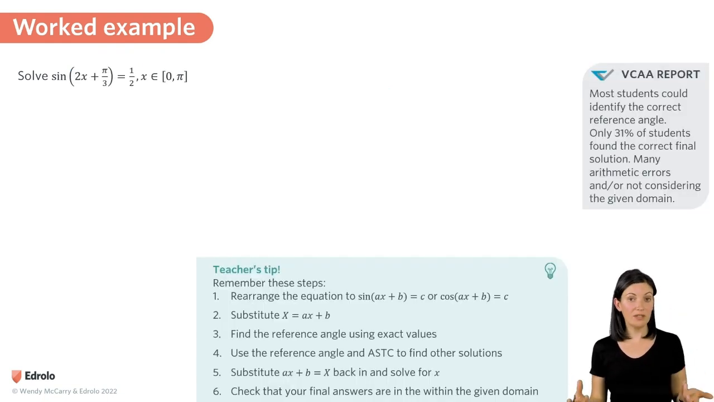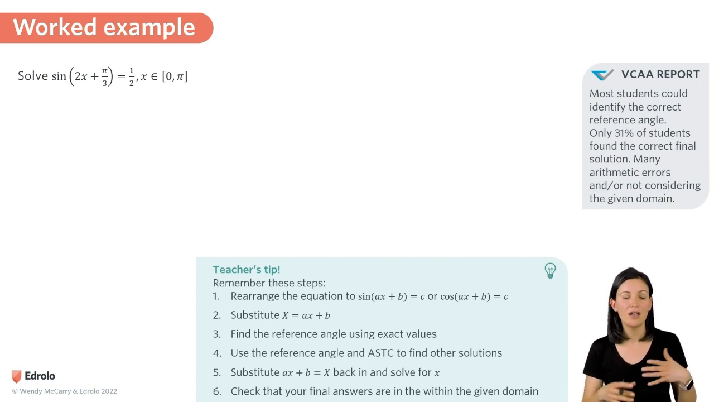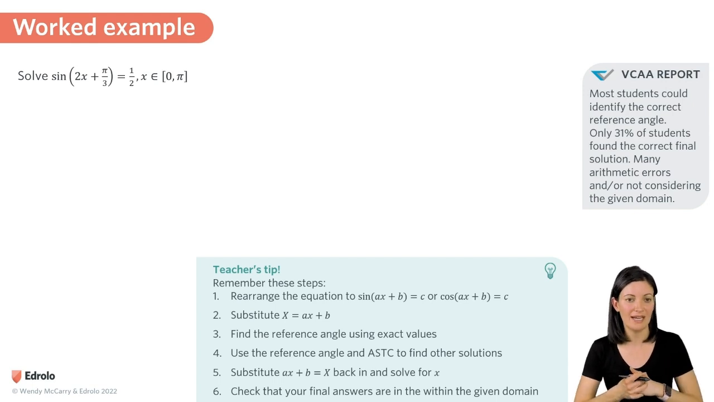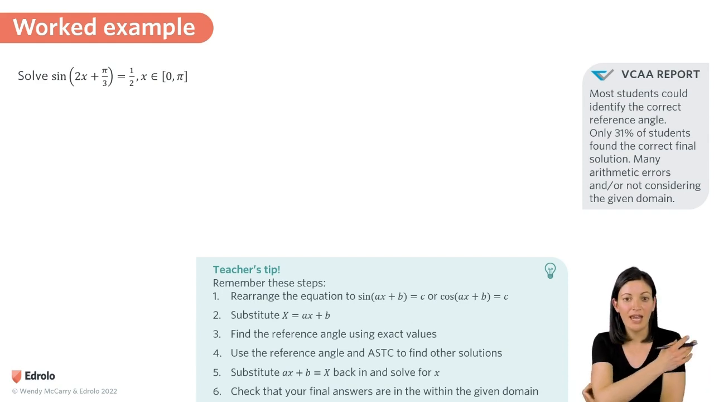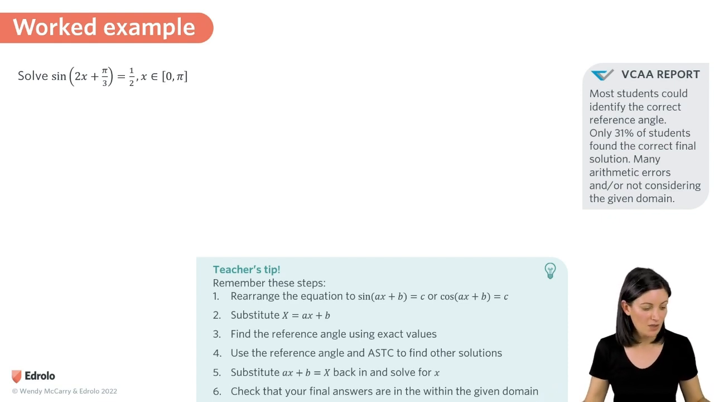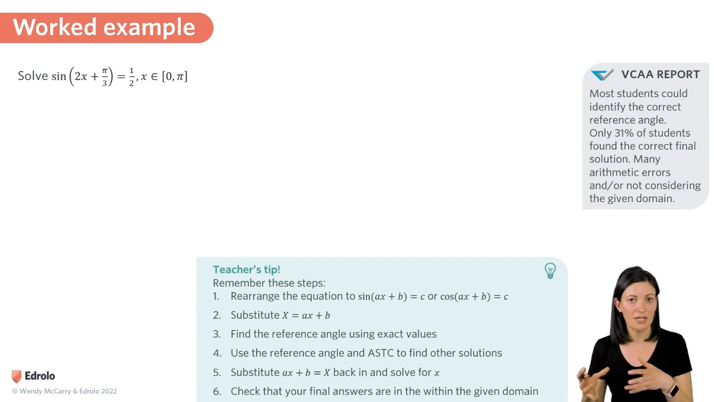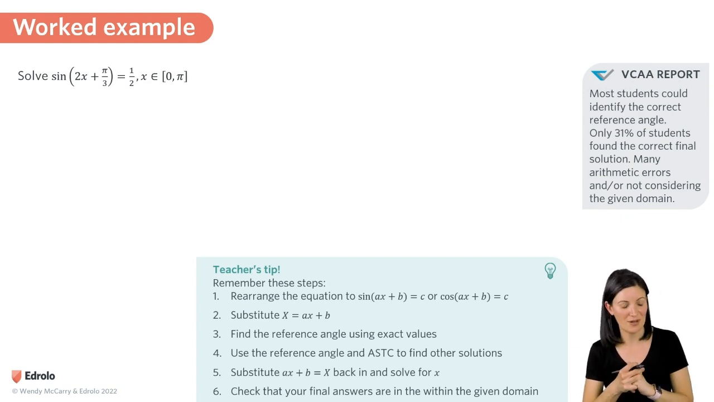Okay, so if you'd like, you can try this one on your own. You could pause the video and then check your solution with me or with your calculator. Otherwise, you can follow along for a second example if you need another walkthrough. So we've got solve sine of 2x plus pi on 3 is equal to a half. And this was a question that was on a VCAA exam. So we'll go through the question and then I'll tell you how the students fared on this question.